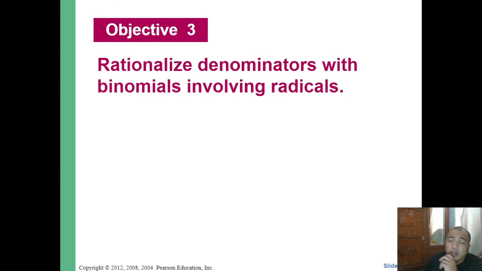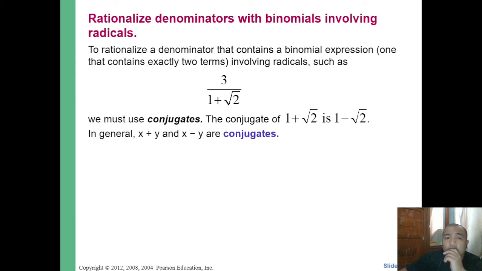Next, for objective 3, let's learn how to rationalize denominators with binomials involving radicals. To rationalize a denominator that contains a binomial expression, one that contains exactly two terms involving radicals, such as 3 over 1 plus square root of 2, we must use conjugates. So, what is the conjugate of 1 plus square root of 2? It is 1 minus square root of 2. In general, x plus y and x minus y are conjugates.